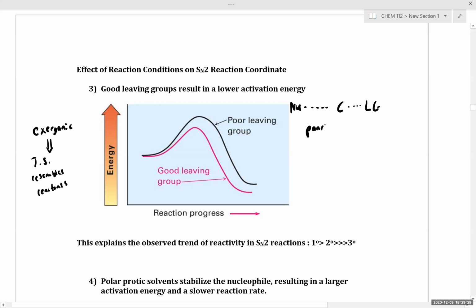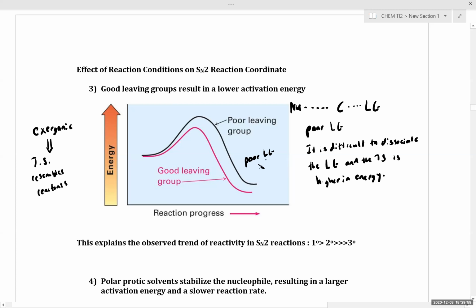If we have a poor leaving group, it is difficult to dissociate the leaving group. And the transition state in turn is higher in energy. Additionally, a poor leaving group is higher in energy.